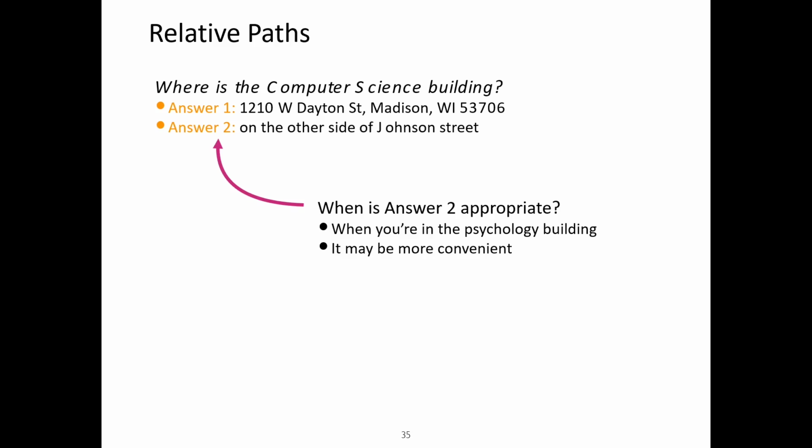Now, this is oftentimes a lot more convenient. It makes a lot more sense to people if I am standing across the street from the computer science building and I give you this address and you have to get out your phone and plug it in, you're going to be like, I'm wasting your time. If you could have just said it's right there across the street.